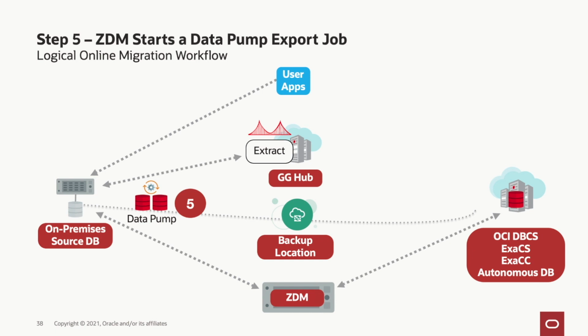Now, the next step, of course, is for ZDM to start a Data Pump export job. This happens on the on-premises source Oracle database, where ZDM will start doing this export job that then will be transferred to the backup location. And it's really important because those dump files that are generated from the Data Pump export job will be used to instantiate a target database in the cloud.